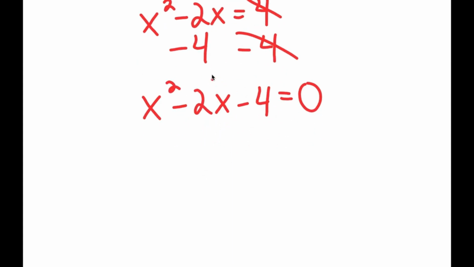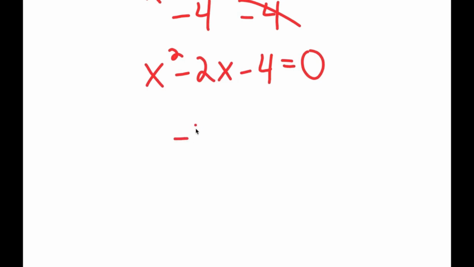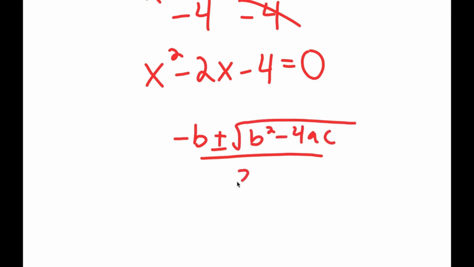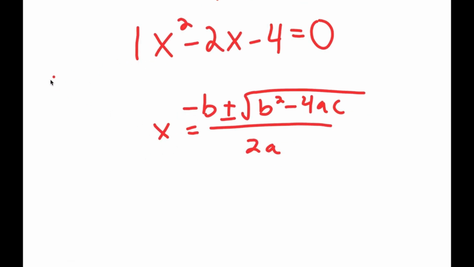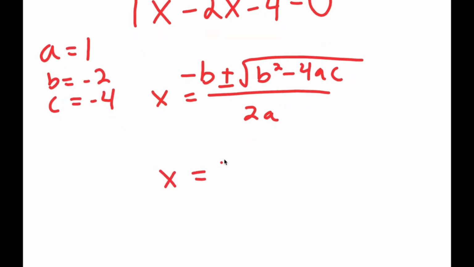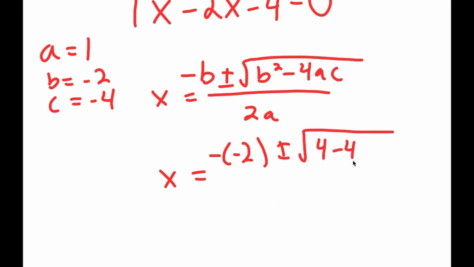Now from here, to solve this, I'm going to use the quadratic formula, which is negative b plus or minus the square root of b squared minus 4ac all over 2a. So in this case, a is equal to 1, b is equal to negative 2, and c is equal to negative 4. So I get x is equal to negative of negative 2 plus or minus the square root of b squared, so negative 2 squared, which is 4, minus 4 times a, which is 1, times c, which is negative 4, all over 2a, so 2 times 1.